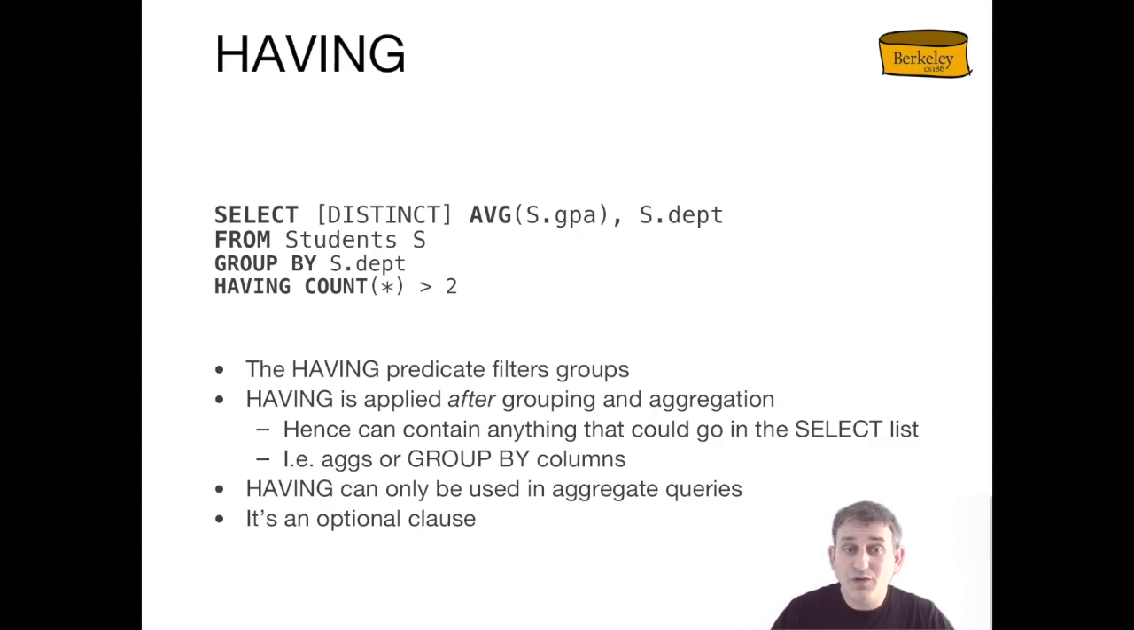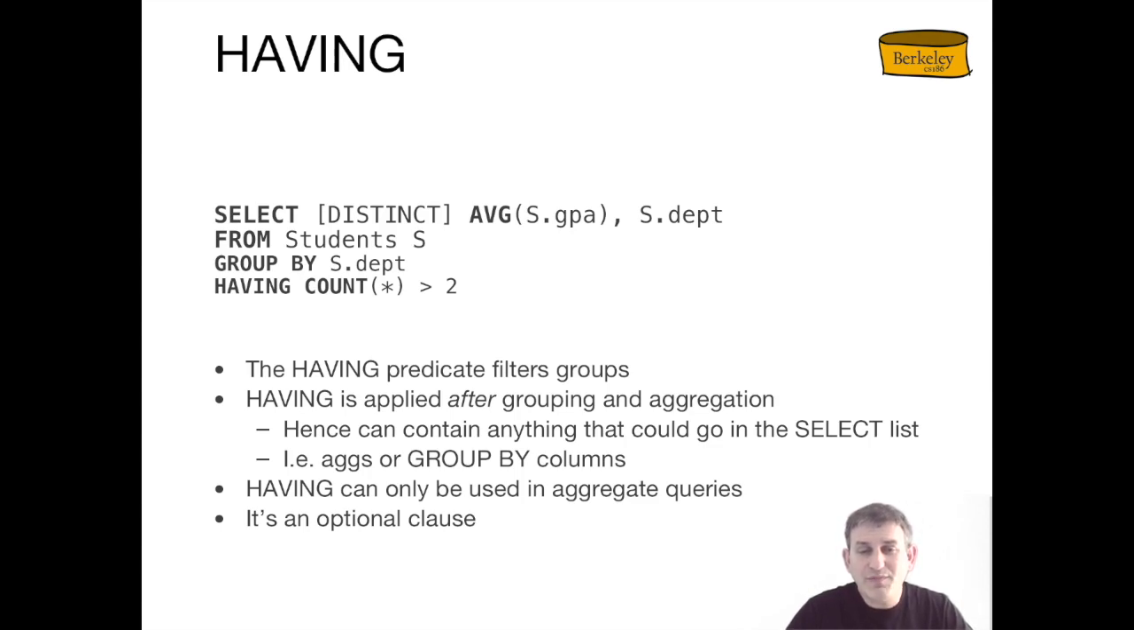Now, after we do a group by, there may be groups that we don't want in the output. So in this example, we're asking for the average GPA and department from students, group by department, having count star greater than 2. The count star is an aggregate, and the having predicate is going to filter out groups where this aggregate, when you compare it to 2, is not true. It's going to keep only those groups.